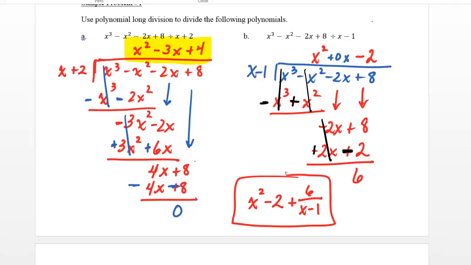Okay, so polynomial long division has a lot going on with it. It takes a few practices to get it down, but once you do it a handful of times, you kind of get in a rhythm.